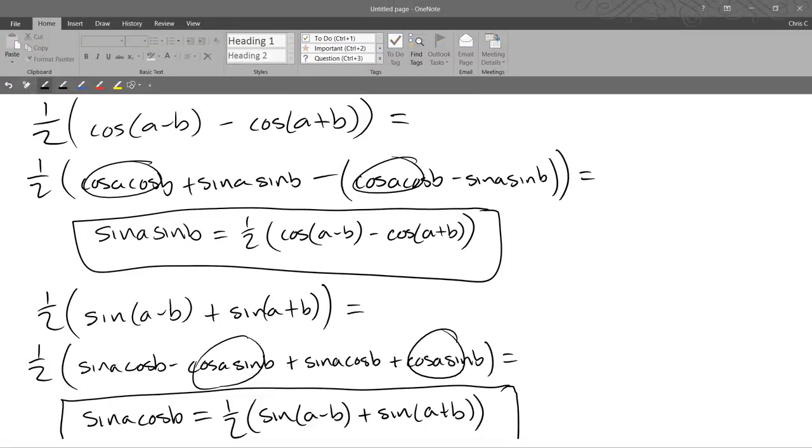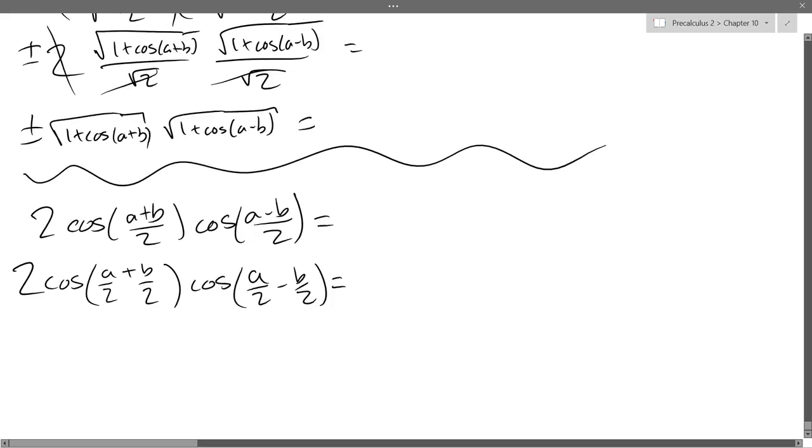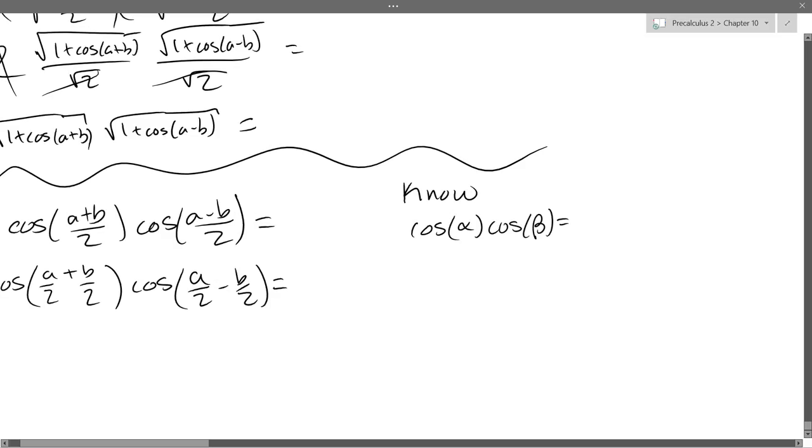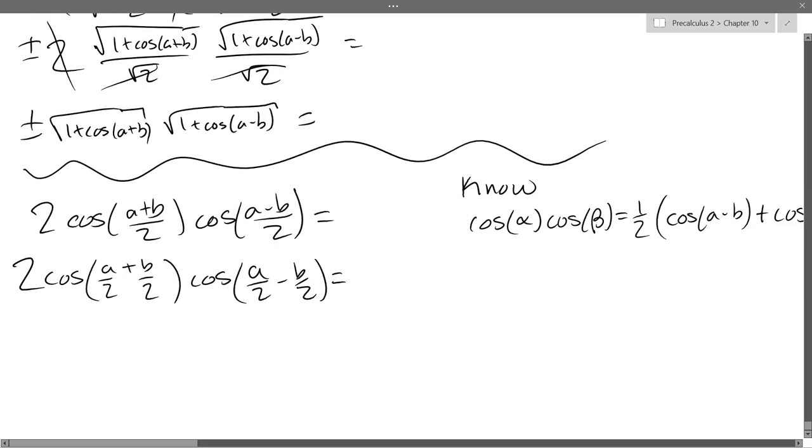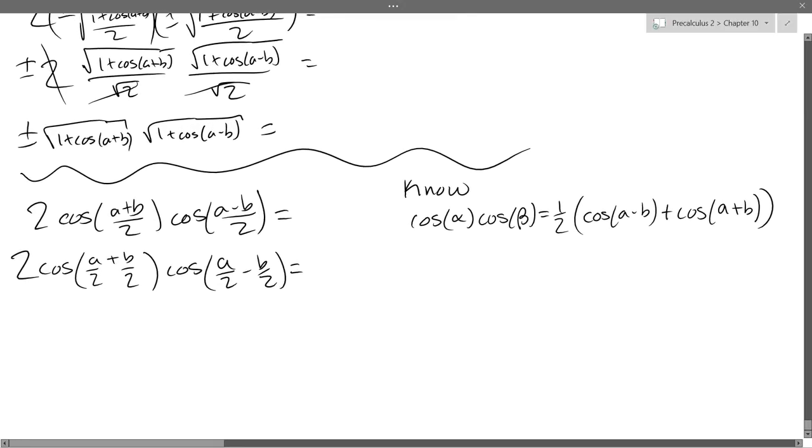It's number 1. So I'm going to rewrite that down here. So this is what we know. So we have cos A, cos B. I'm actually going to use the Greek letters: cos alpha, cos beta equals 1/2 times cos A minus B plus cos A plus B. So one thing I can do is, if I multiply it by 2, that makes it look a little more similar. So I'm going to start by multiplying by 2.